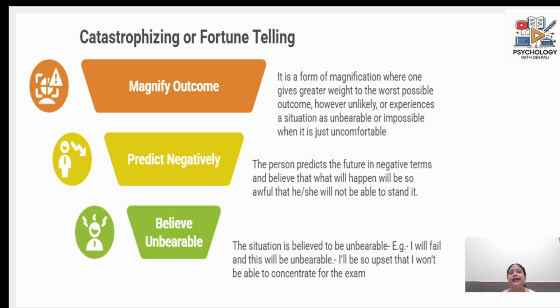So it's like fortune telling: not only has something terrible happened to me now, in the future also such terrible things will keep on happening. They are catastrophizing, thinking that all negative or catastrophic things will happen, and it's as if they know what is going to happen in the future. So the situation is believed to be totally unbearable and intolerable. They may have thoughts like I will fail and this will be unbearable, I'll be so upset that I won't even be able to concentrate for the exam. So they've already predicted their future even without this necessarily being a very likely event to occur.